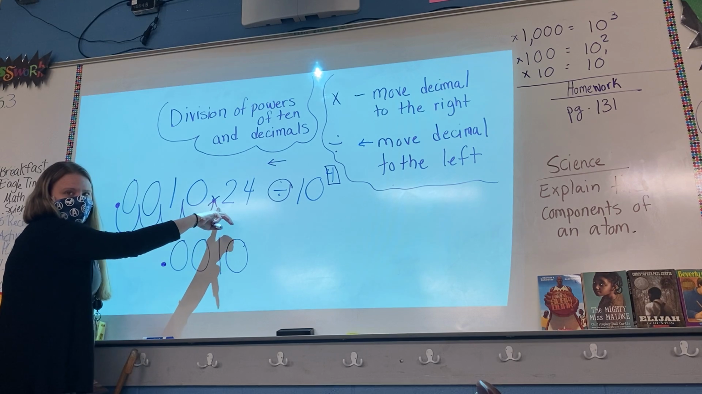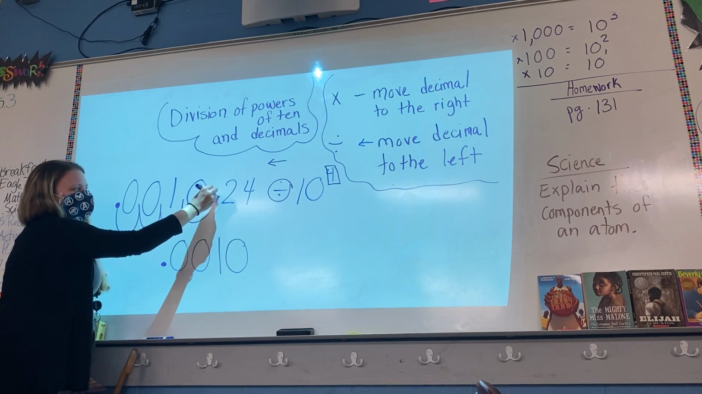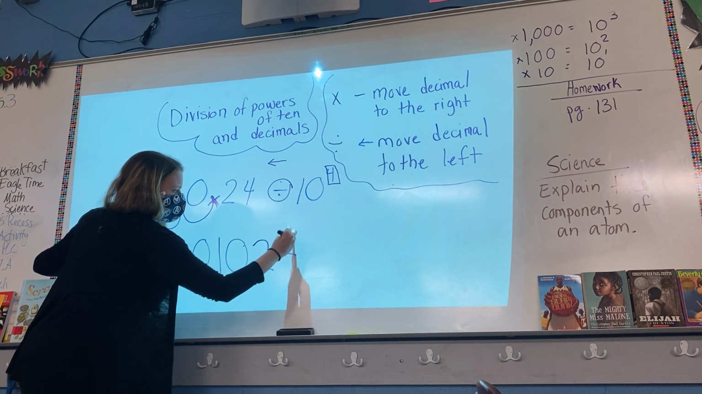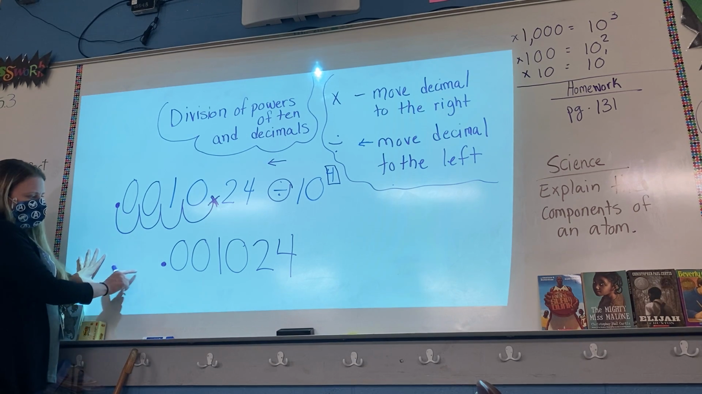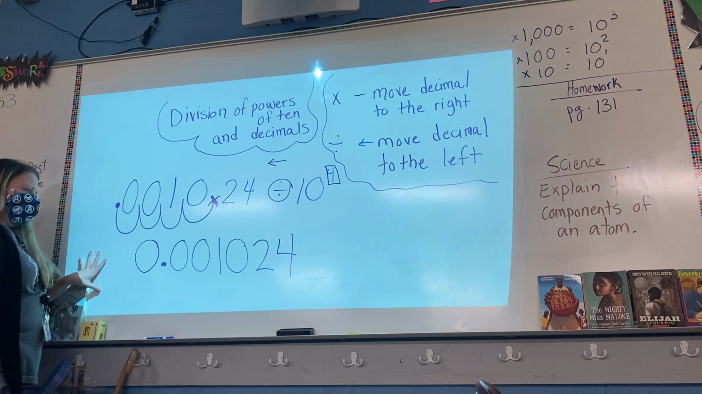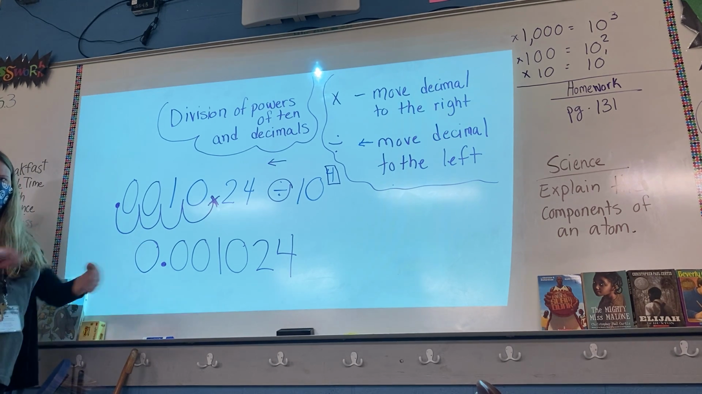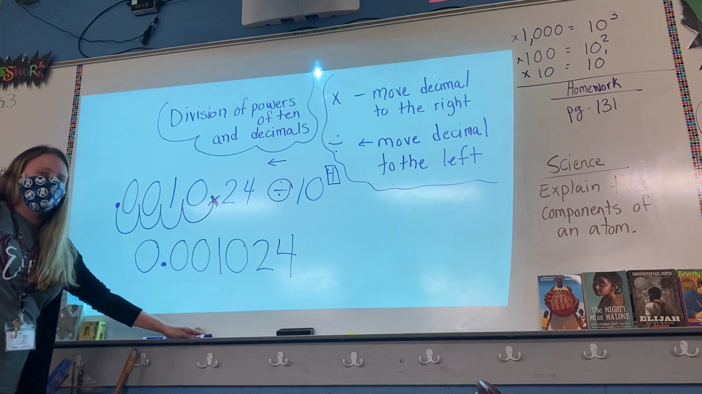Is there a decimal there anymore? No, I exed it out because it's been removed. 2, 4. Am I done? No. What needs to go in front of this decimal? If there's nothing in the ones place, you need to put your 0 so that the reader can read it. All right. Please practice, practice, practice.